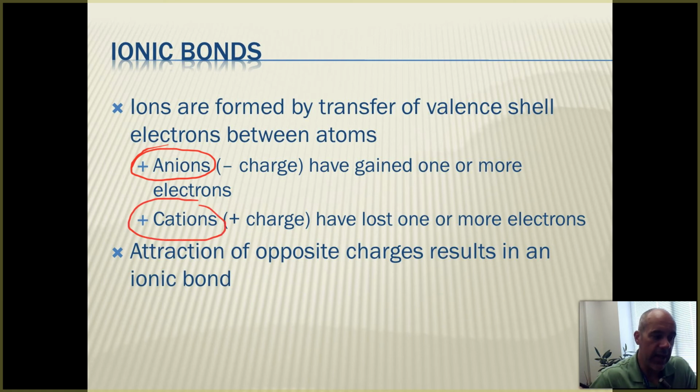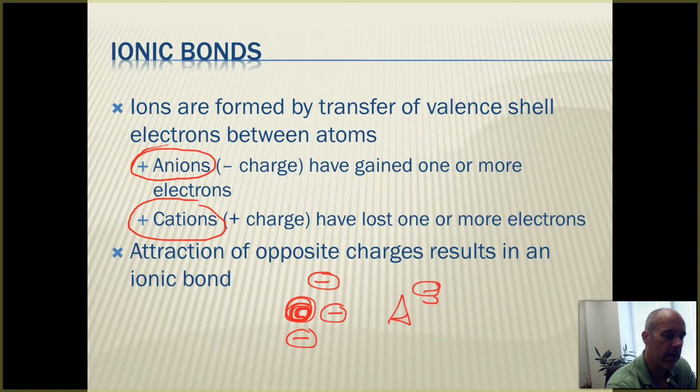All right, and again, how do you get a negative charge? Because you've picked up one or more extra electrons. How do you wind up with a positive charge? You've lost one or more electrons. If you're an atom over here that's neutral, and you gain 3 electrons, we'll just say A for atom, you would be said to have a triple negative charge.